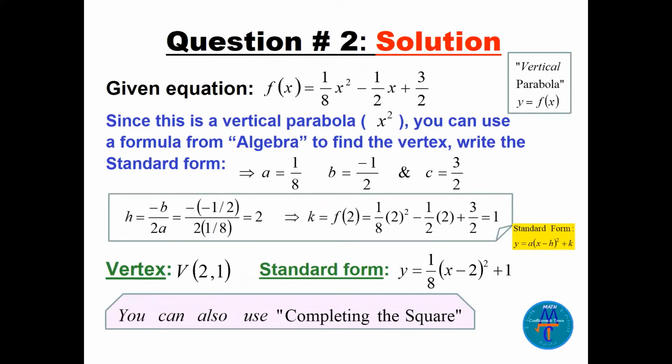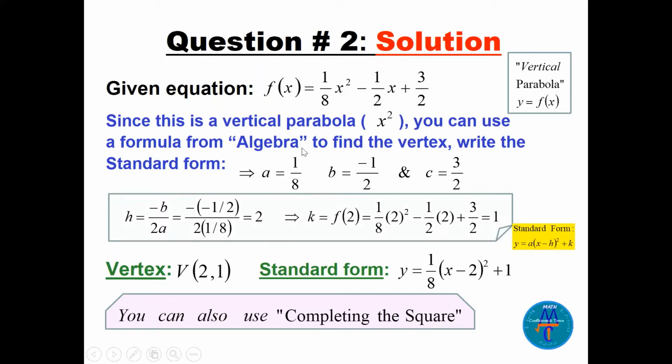So, since we have, this is a vertical parabola because of the square. See how I wrote here, vertical parabola. Remember always, here on the right side, remember y equals f of x. That's a function. The other parabola is not a function, the horizontal one. Now, if we have this function here, the vertical parabolas, then there is a nice formula from algebra.